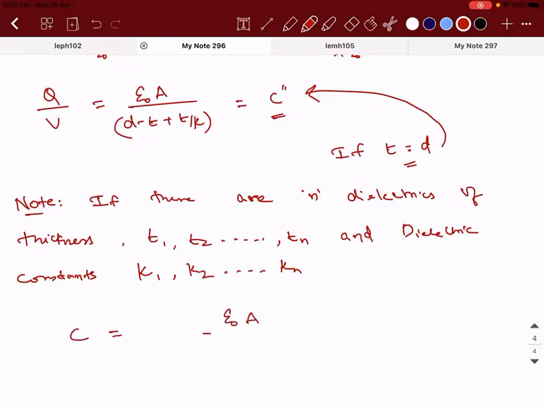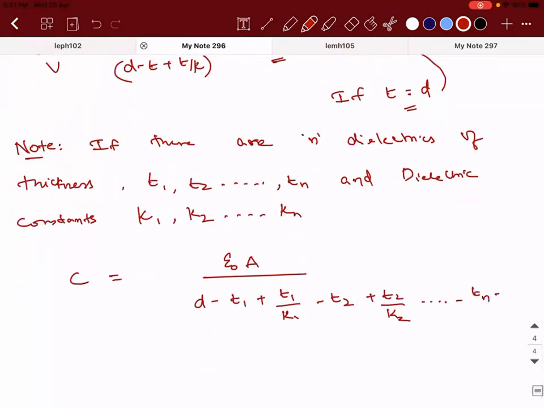Look at the above expression, epsilon naught A divided by D is D only. D minus, so I'm looking at this expression, D minus, what will you get? T1 plus T1 by kappa 1, minus T2 plus T2 by kappa 2. It keeps on going. Last one will be minus Tn plus Tn divided by kappa n. All these things in the denominator.